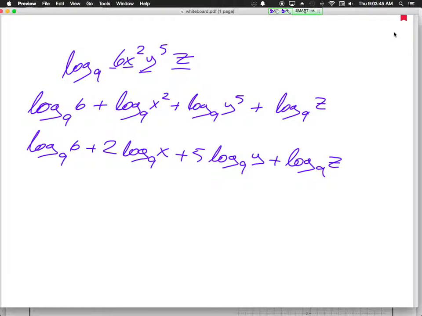So figure out how many logs you have and write those down. And then the second step is to move the exponents to the front. That's the process whenever you're expanding a logarithm. Okay? Let's look at the next one.